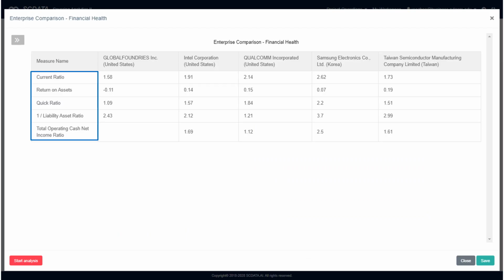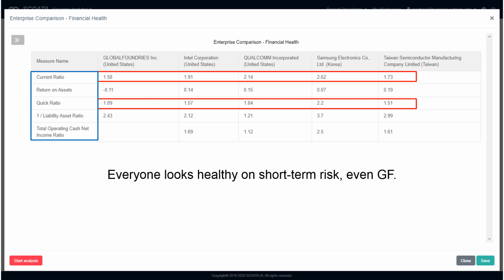Returning to the semiconductor suppliers for iPhone, let's look at their financial health indicators, such as current ratio and quick ratio for short-term risk, liability asset ratio for long-term risk, and the operating cash net income ratio for cash flow from operating activities. We can see that they all look healthy in the short term because their current and quick ratios are all greater than 1. Even GlobalFoundries is healthy despite its recent losses.